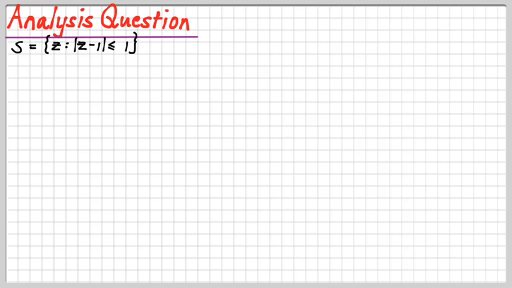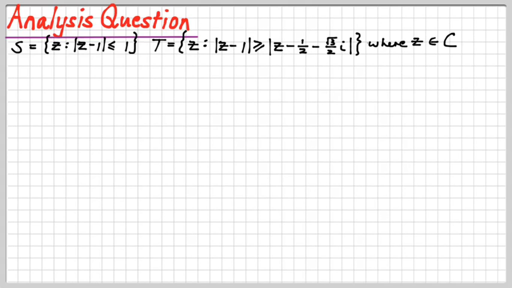So, what do we got? We've got S is a set of complex numbers Z, such that the distance from Z from the point 1 is less than or equal to 1, right? Okay, T, what's T? Well, gracious me, T. That doesn't fill us with glee.